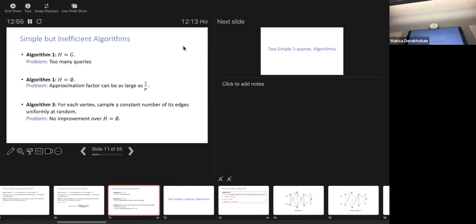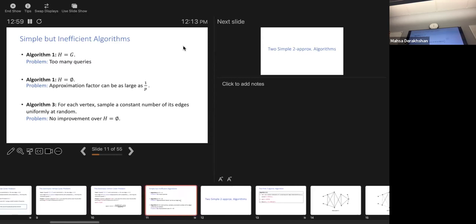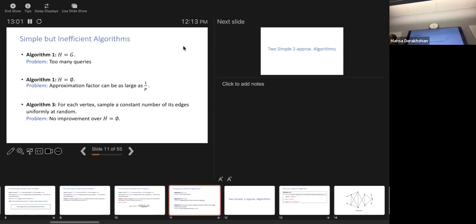Yes. Why does p show up in algorithm 1? So here, let's say your graph is basically a matching, right? And each edge is realized with probability p. So if you don't query anything, you have to cover all the edges. Oh, right. But only, yeah.